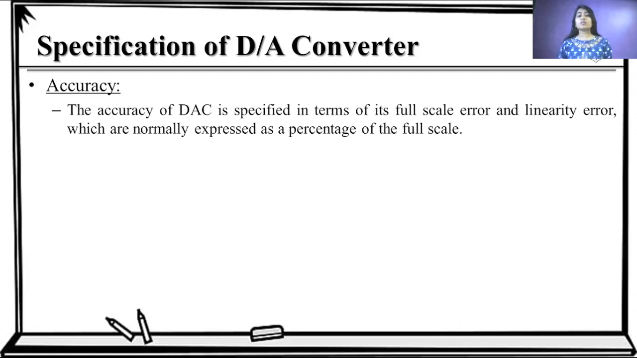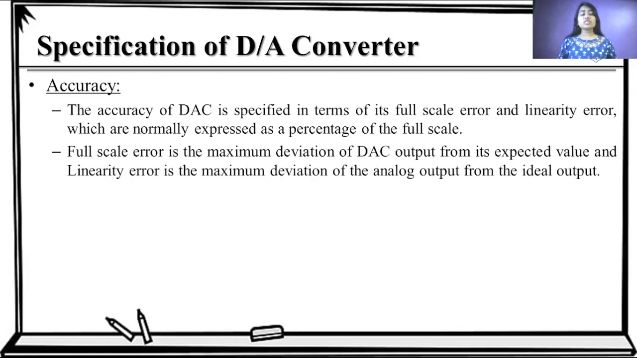Basically, full scale means full scale output. Now, what is full scale error and linearity error? Full scale error is the maximum deviation of the D2A converter output from its expected value. Linearity error is the maximum deviation of analog output from the ideal output. Here in full scale we consider the expected value, and in linearity error we consider the ideal value.